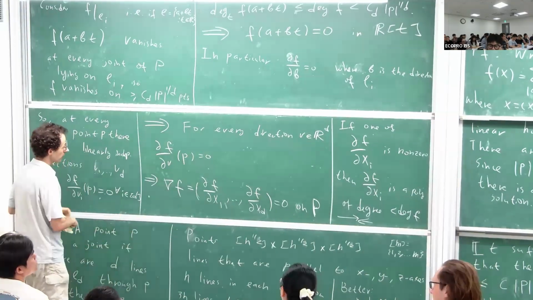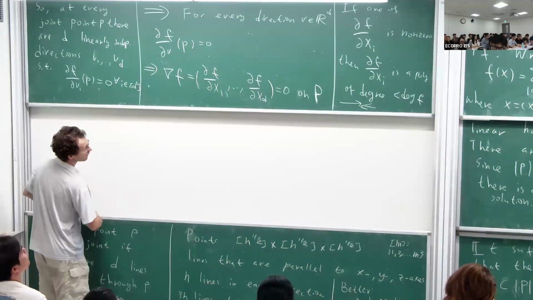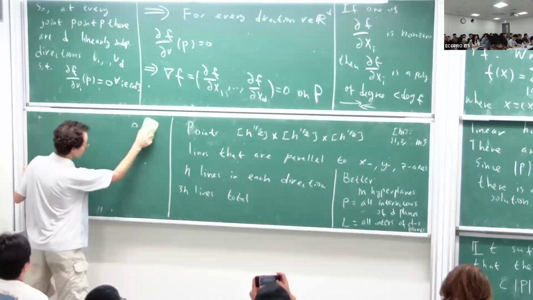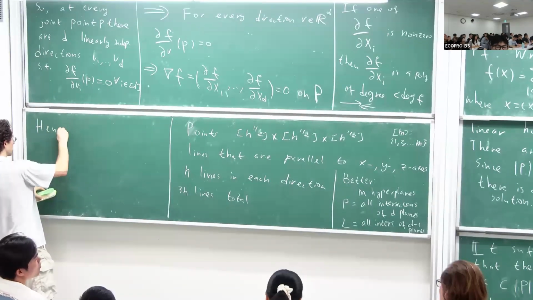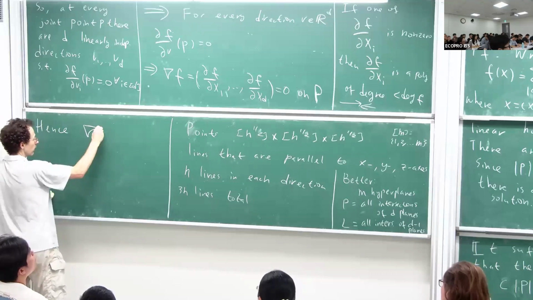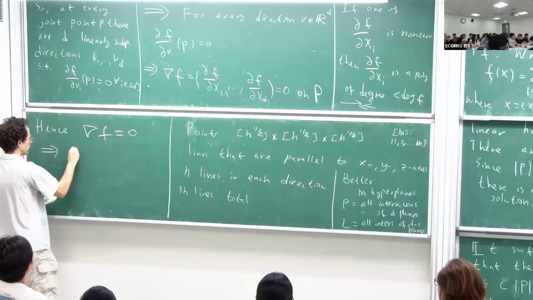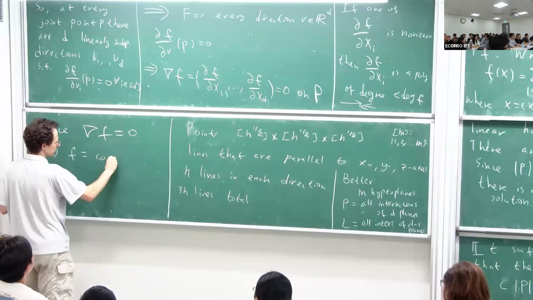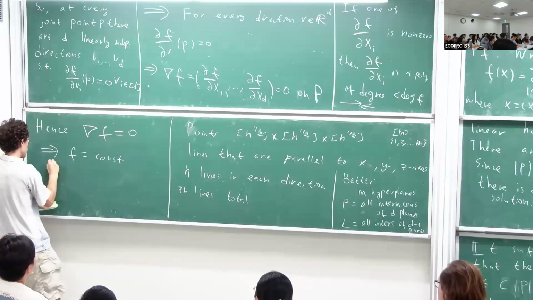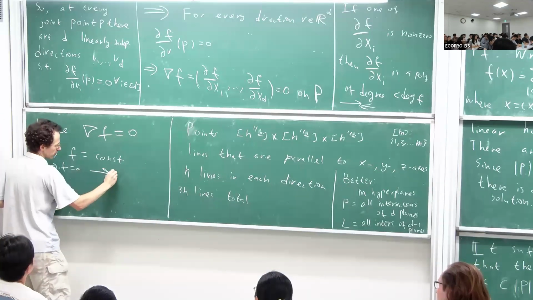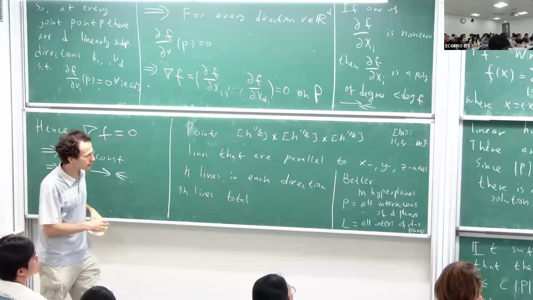So at this point, I am done. The only way out is that all the derivatives are zero, but that implies that F is a constant, but it has to vanish somewhere, so F is zero. It's a contradiction. That's all.